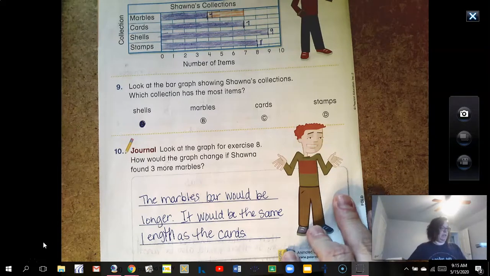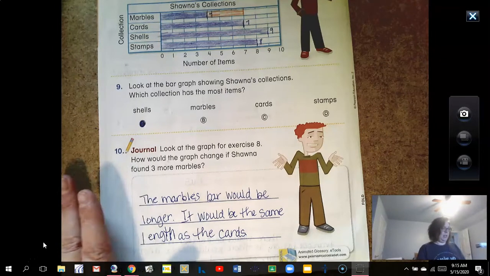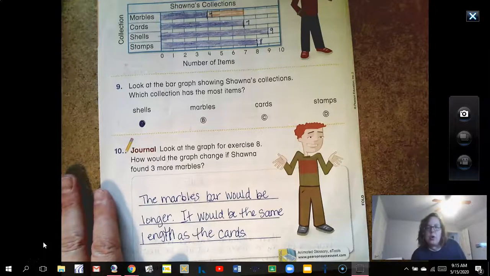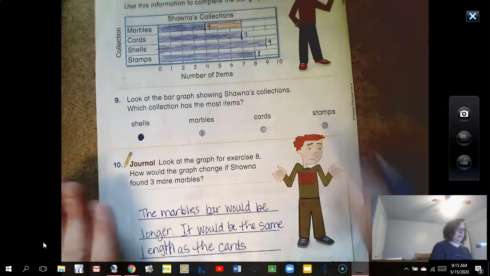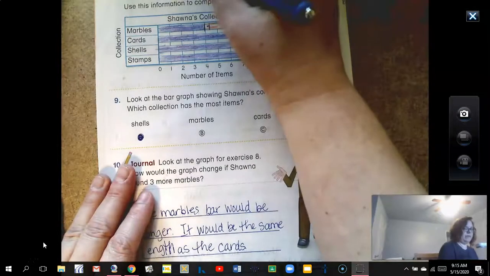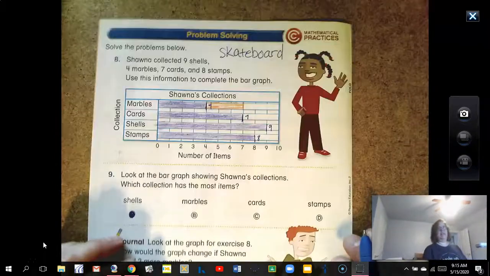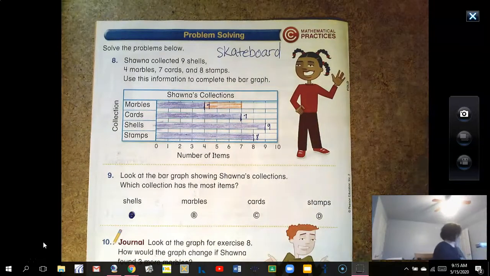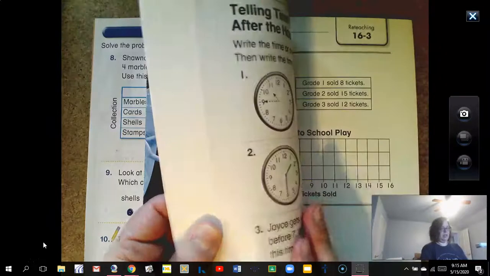All right. On your homework page, your code word is skateboard. Code word, skateboard. Okay, code word, skateboard. Now I'm going to take a look, just really quickly.